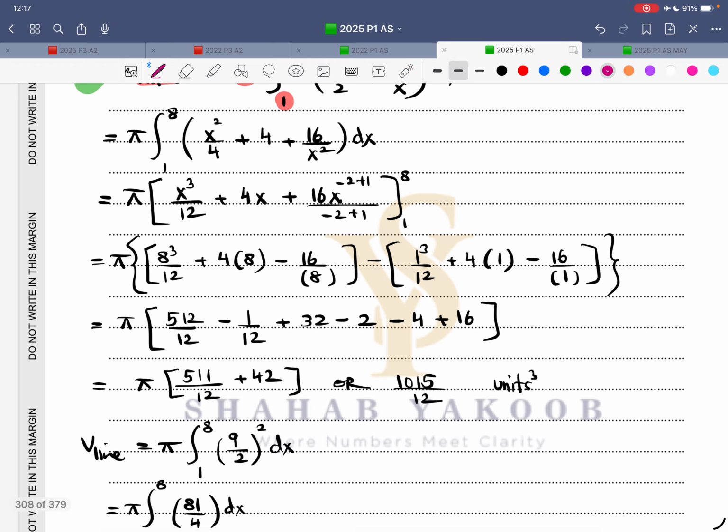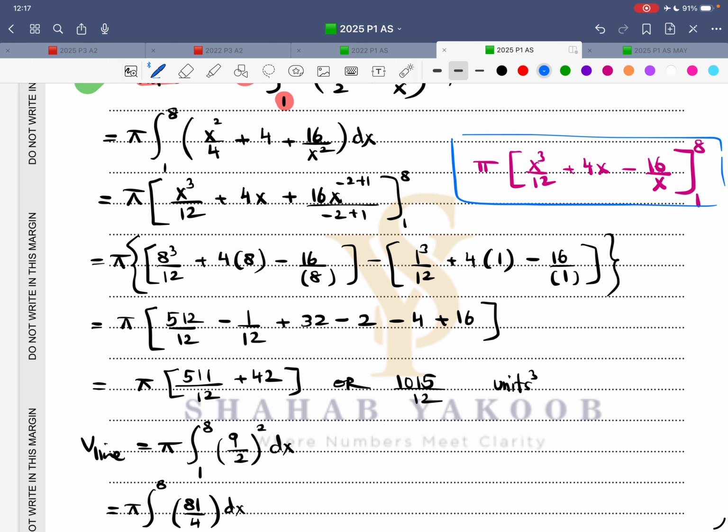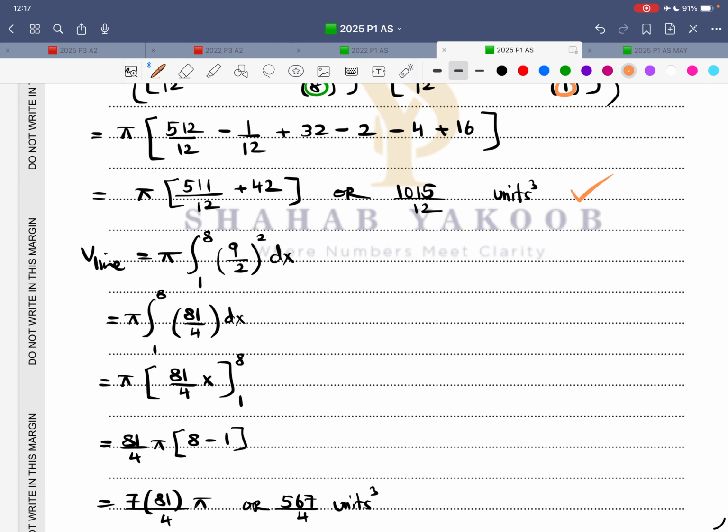I should write one more step over here. That is pi. And this is x cube over 12. This is 4x. This is minus 16 over x. And then the limit 1 and 8. So there was one step which I kind of missed. And then we plug in the values. So we plug in 8 over here, plug in 8, plug in 8, plug in 8. We plug in the other one, that is 1 over here. This is 1, this is 1. And the rest is simplification.